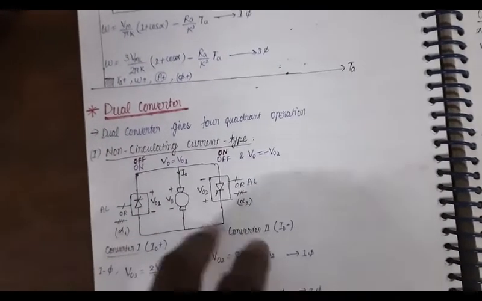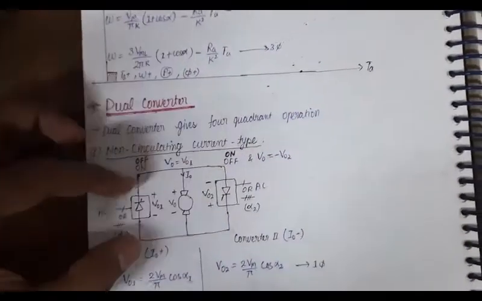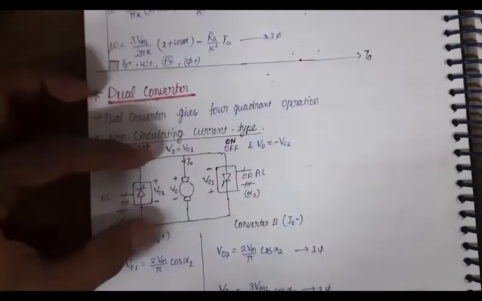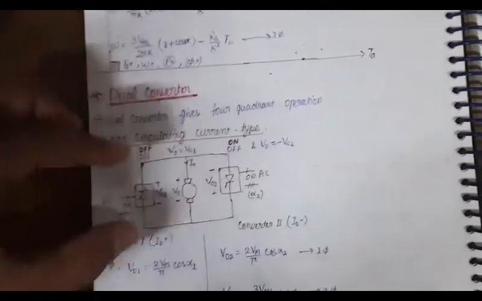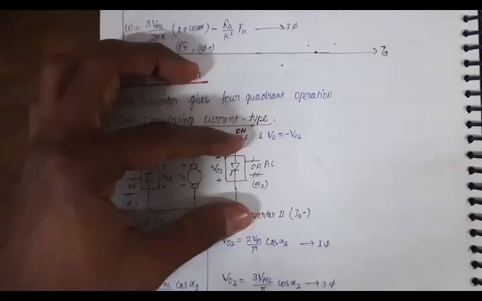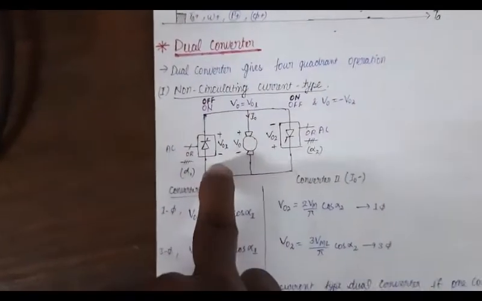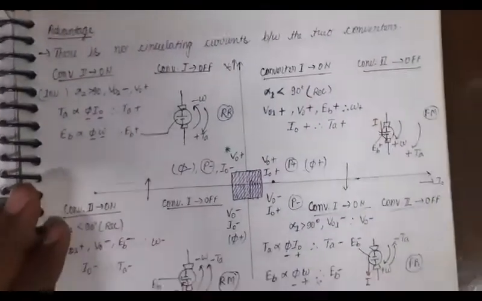How does the circulating current flow? Circulating current flows due to the difference of the voltages. If both of the converters are switched on simultaneously, then in practical cases there must be some voltage difference between them, and that will lead to a flow of circulating current. In this case, only one of the converters is switched on, so there is no chance of flowing circulating current. Now see the quadrant operation.